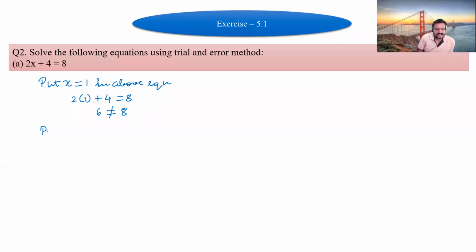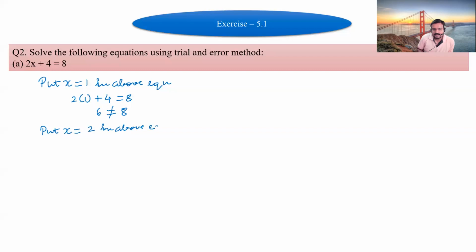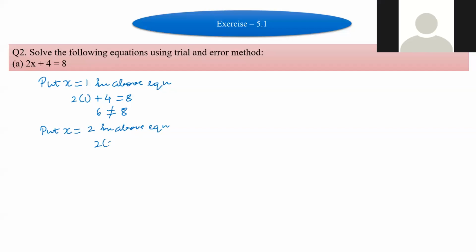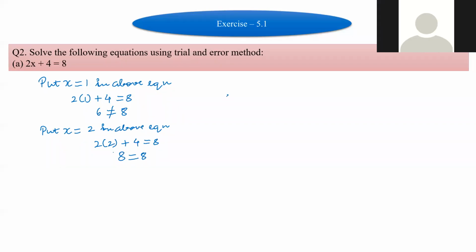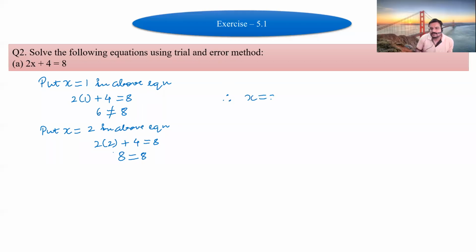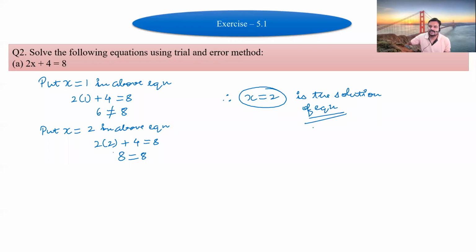Next, put x is equal to 2 in the above equation. So what will we get? 2 multiplied by 2 plus 4 is equal to 8. We will get 4 plus 4, 8 equal to 8. So what can we write? Therefore, x is equal to 2 is the solution of the equation.